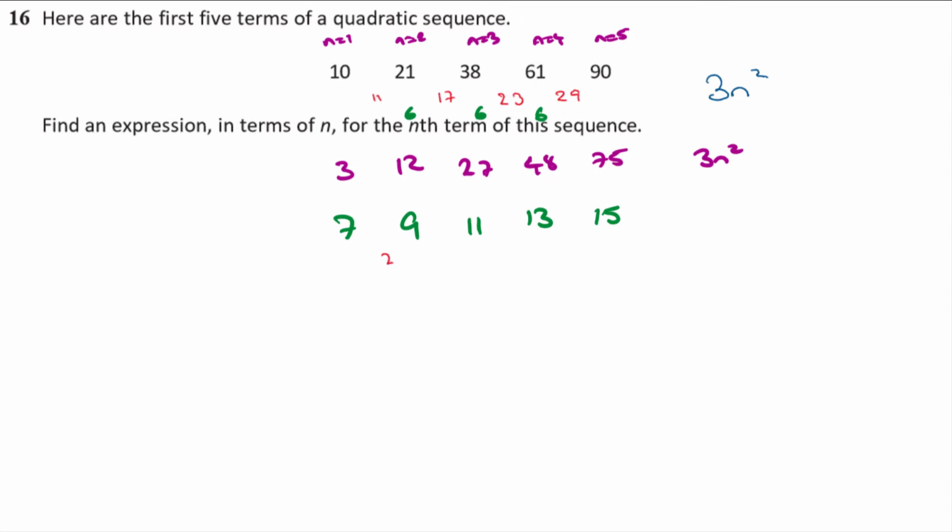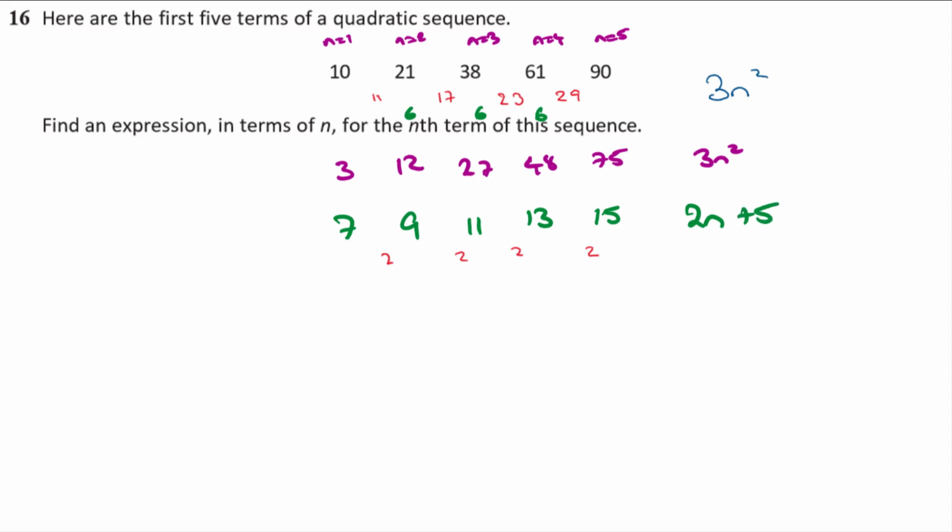It goes up in twos, 2, 2, 2, 2, which means it's got to do with 2n. Okay, but it's not quite 2n, is it? Because 2n would be 2, 4, 6, 8, 10, and we've got 7, 9, 11, 13, 15. And that is 5 more than 2n.